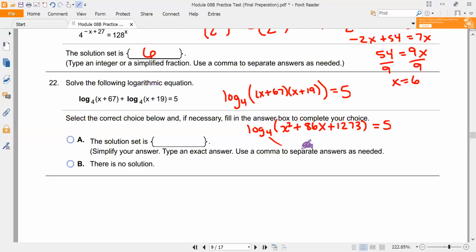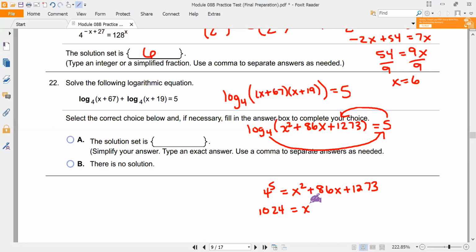And then here's where you have to remember the next step. Since this is not logs on both sides, you have to do the conversion. You can't set this all equal to 5. So this is 4 to the 5th equals x squared plus 86x plus 1273. We need to know what 4 to the 5th is. So 4 raised to the 5th power is 1,024. If you didn't catch that, that would really make it impossible to get the right answer. So we're going to be subtracting.